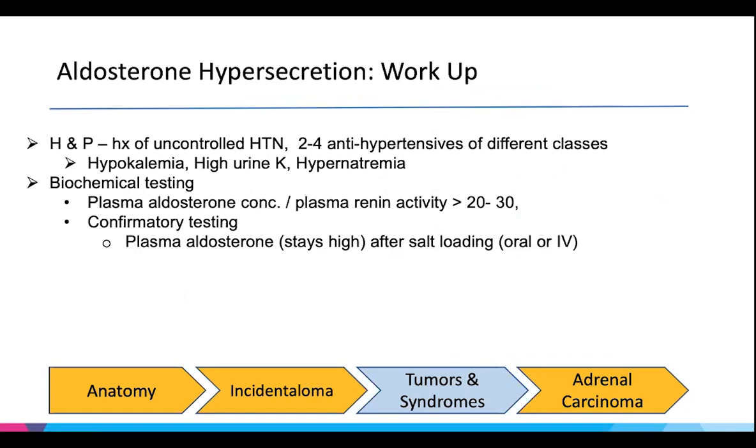For biochemical testing, get a plasma aldosterone concentration to plasma renin activity ratio, and one greater than 20 to 30 is going to be pointing you towards aldosterone hypersecretion. This was important in one of the questions we saw before the presentation. Confirmatory testing to follow: plasma aldosterone will stay high after salt loading, which you could do orally or IV.